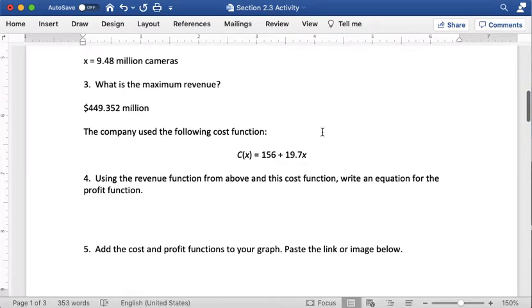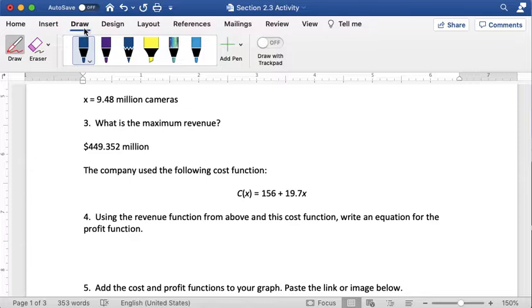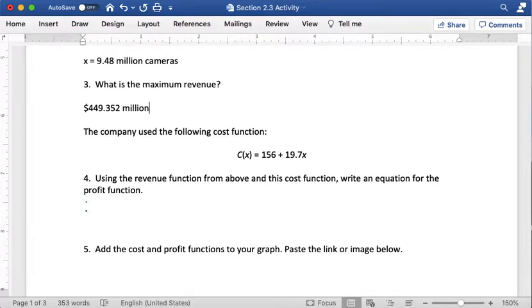Okay, so now remember from earlier we had this cost function, and we can use the cost function and revenue function to write an equation for the profit function. So we did this before, so we'll just go through it again just to refresh our memory. Profit is revenue minus costs. So it's going to be 94.8x minus 5x squared when I multiply that revenue function out, minus the cost function.